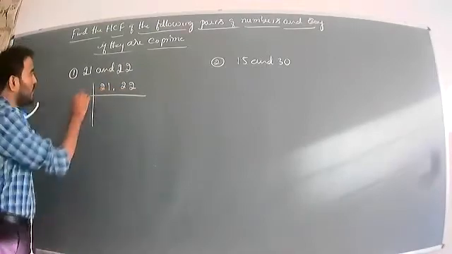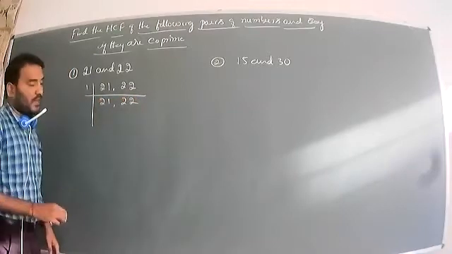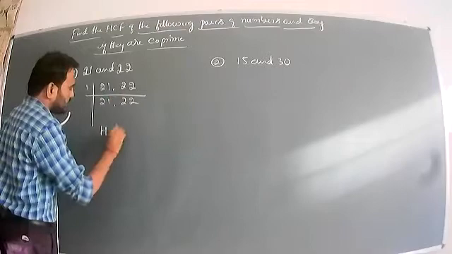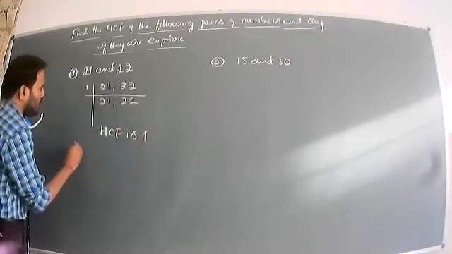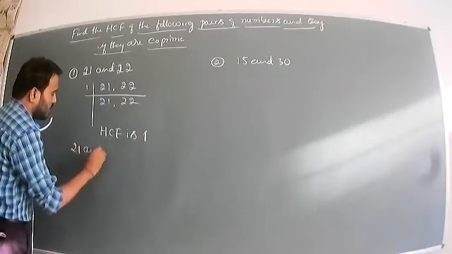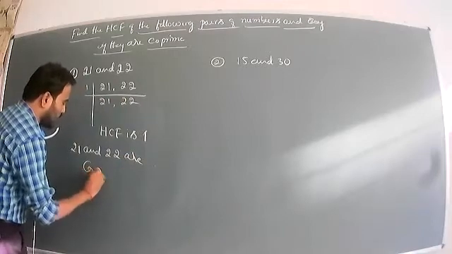Okay, so which is the number? 1 twenty-one is 21, 1 twenty-two is 22. So okay, HCF is 1. HCF is 1. So 21 and 22 are co-prime numbers. Are co-prime.